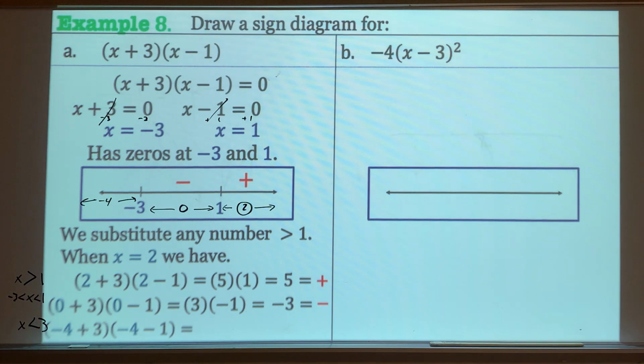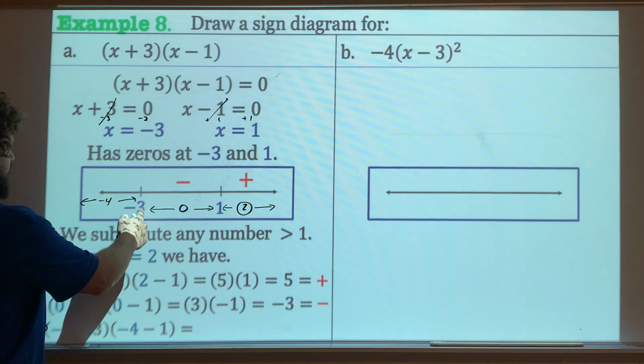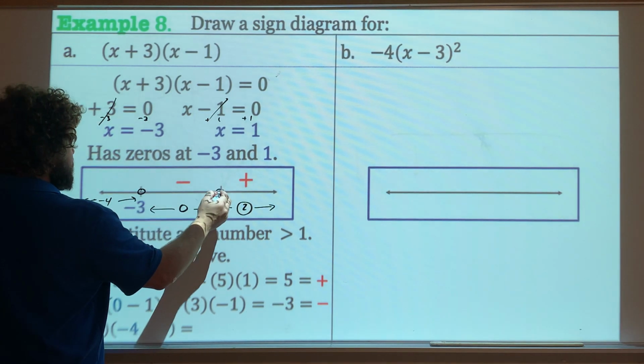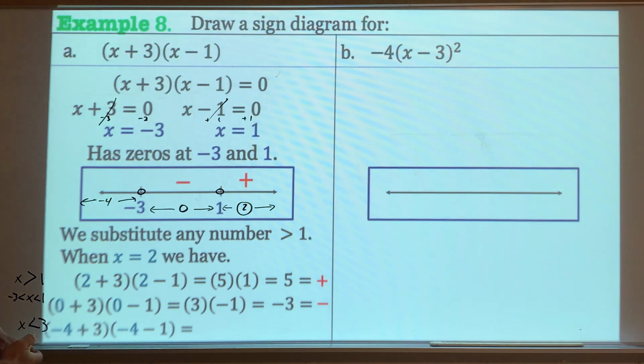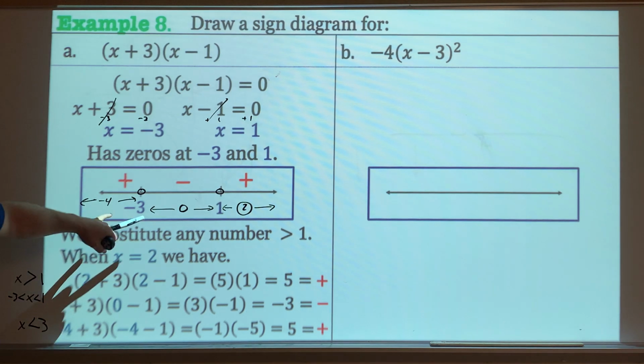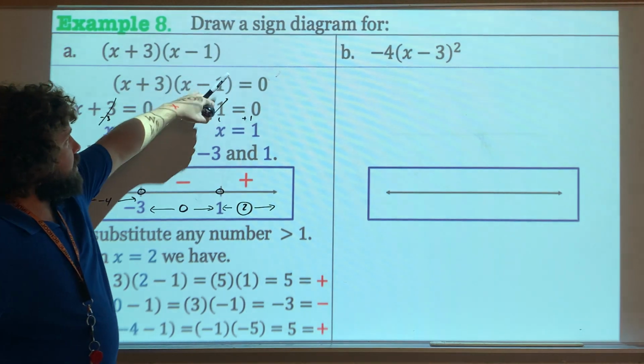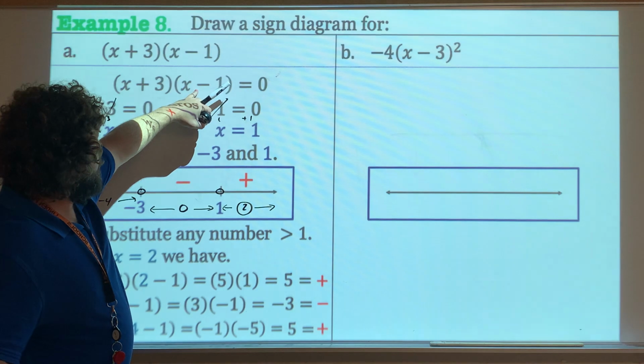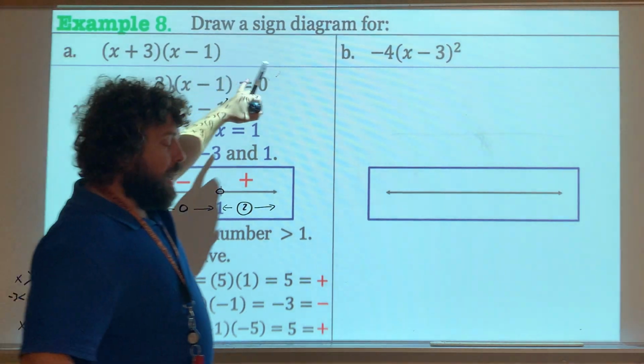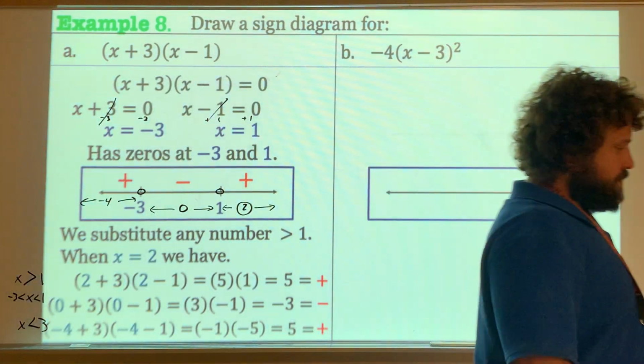Now, the reason you don't pick 1 or negative 3: if you actually picked one of these answers, your answers would be 0 and 0. Those are your zeros. Anyway, negative 4 plus 3 is negative 1, times negative 5 is a positive 5. So all the numbers less than negative 3 are positive. Let's pick negative 10. Negative 10 plus 3 is negative 7, and negative 10 minus 1 is negative 11. Negative 7 times negative 11 is positive 77. Positive number.